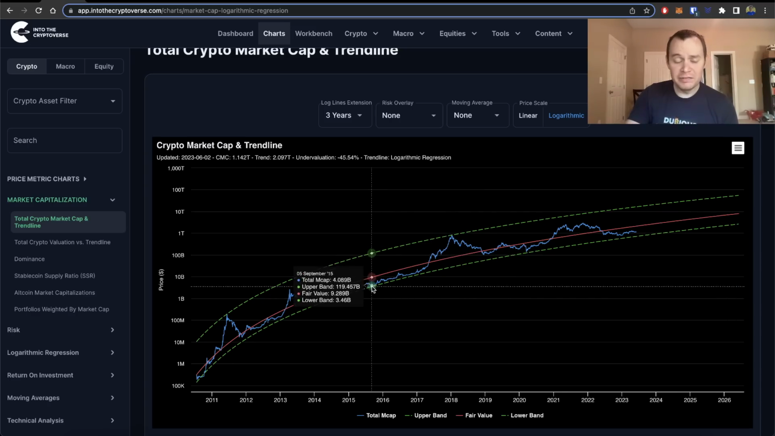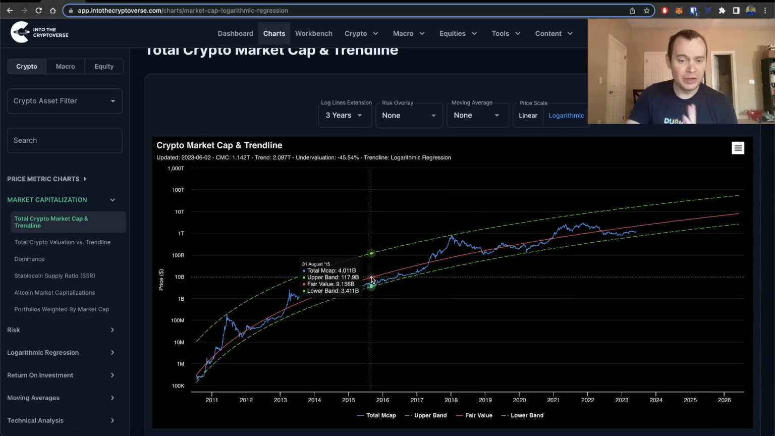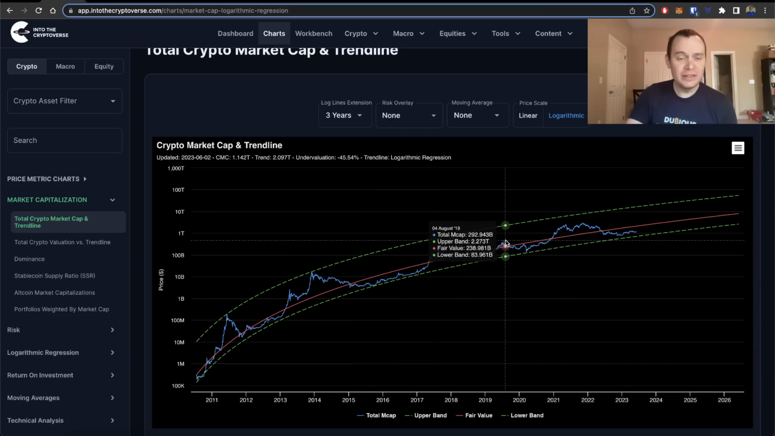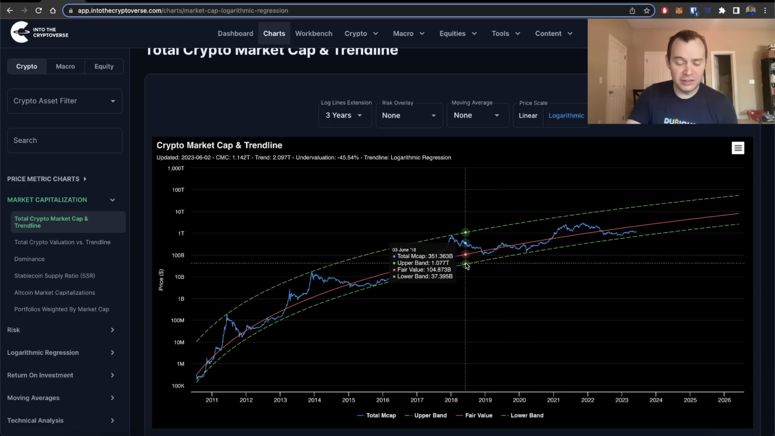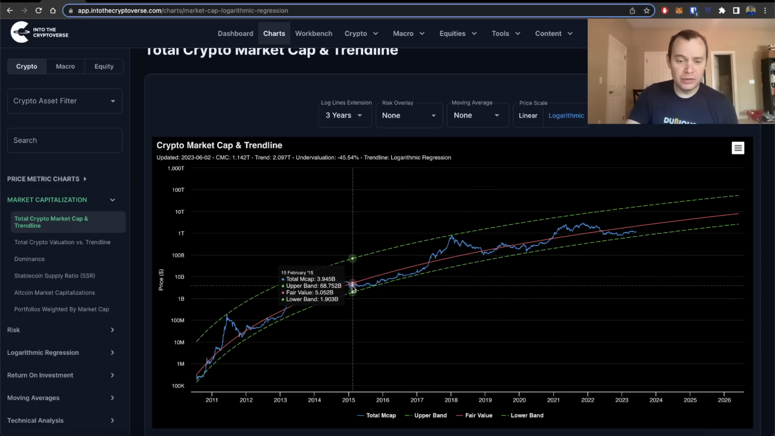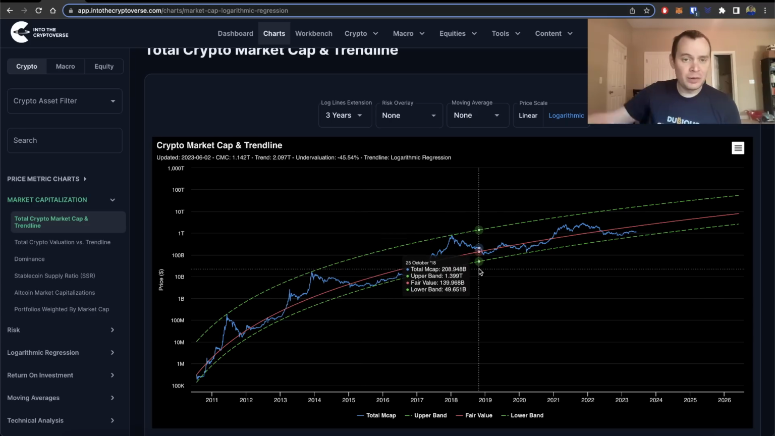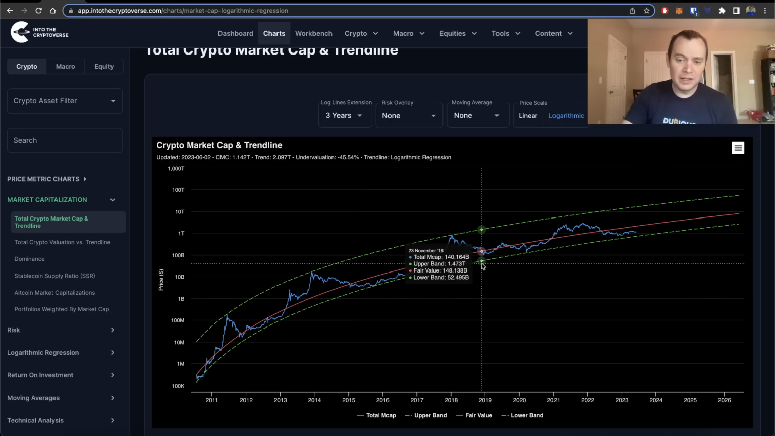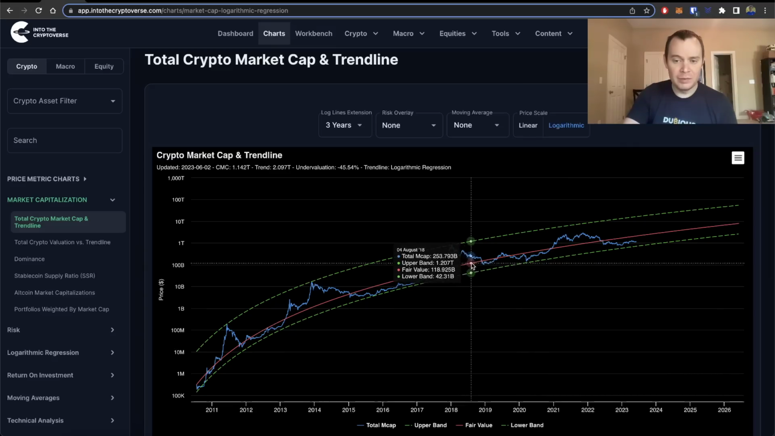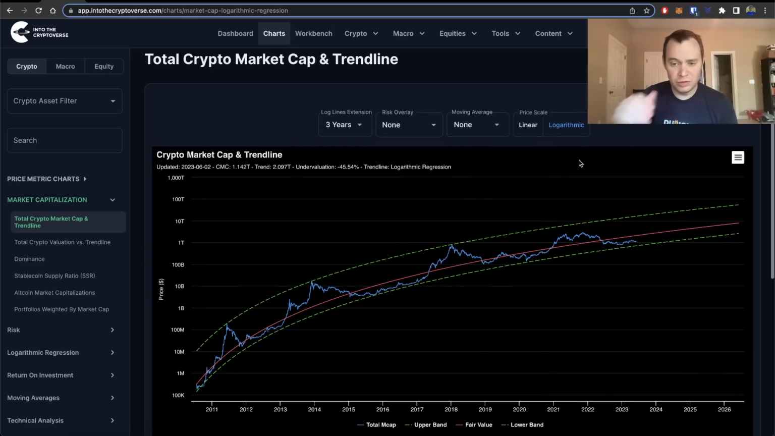Now, in 2015, we did not go back to the fair value logarithmic regression trend line, okay? We did not. In 2019, we did. So there's a difference here. In one of these cycles, it was relatively dull, and Bitcoin only rallied, not even 2x off its low. But in 2019, Bitcoin rallied 4x off its low, and we saw a much larger move to the upside.